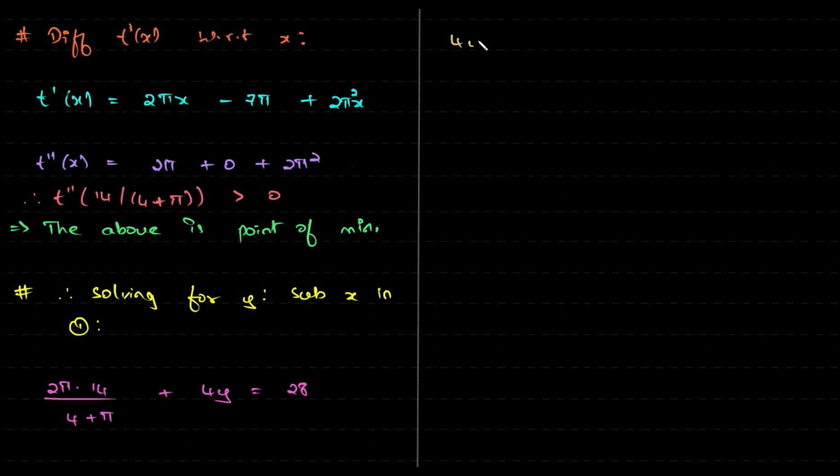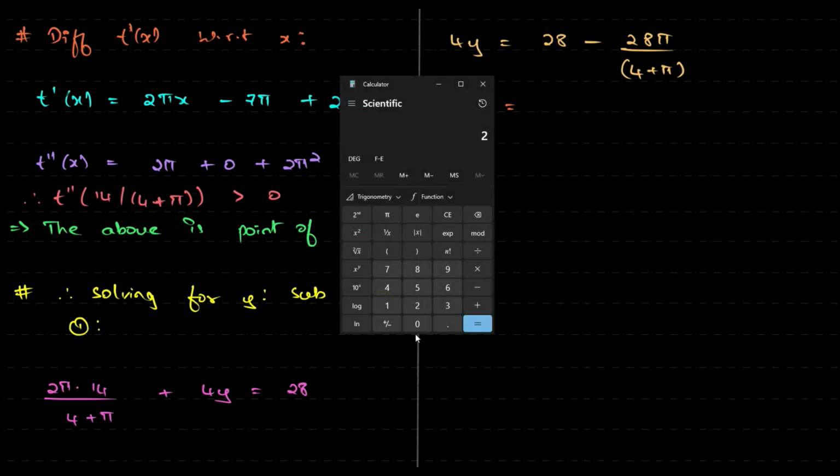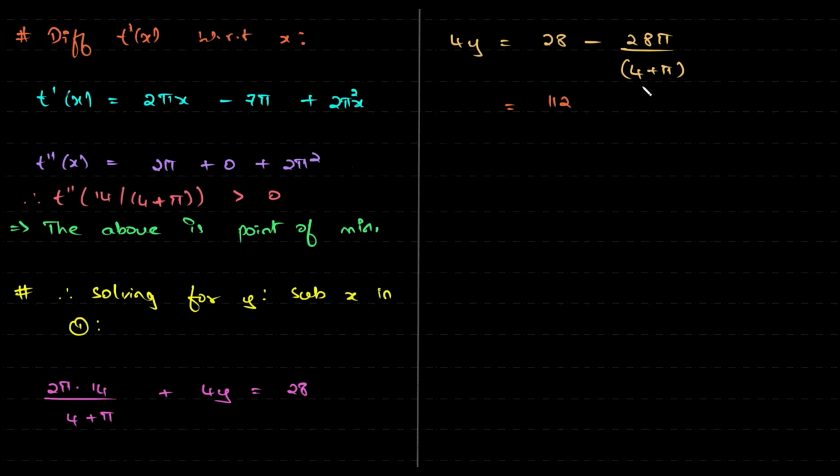A bit of rearrangement, and we have 28 minus 28 pi divided by 4 plus pi. LCM and all of that. So 28 into 4, that is 112, and plus 28 pi minus 28 pi. This entire expression is divided by 4 plus pi. This and this will get cancelled, and we get 112 divided by 4 plus pi.